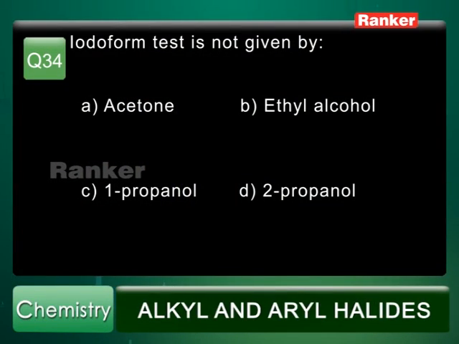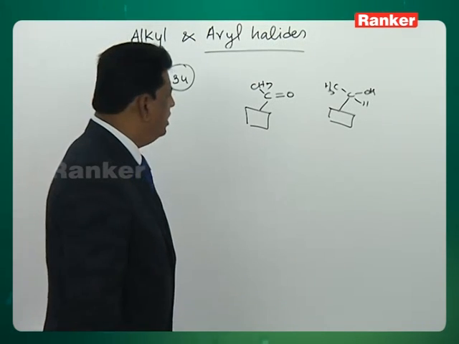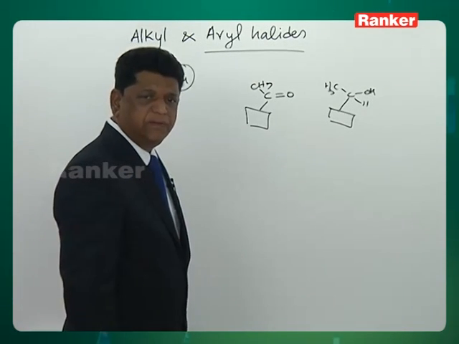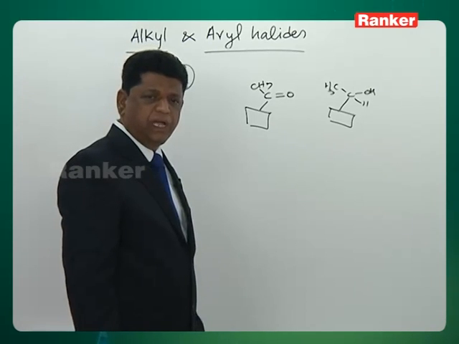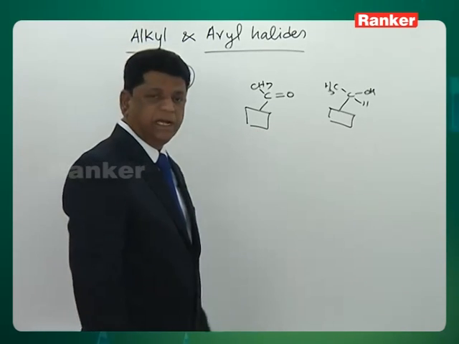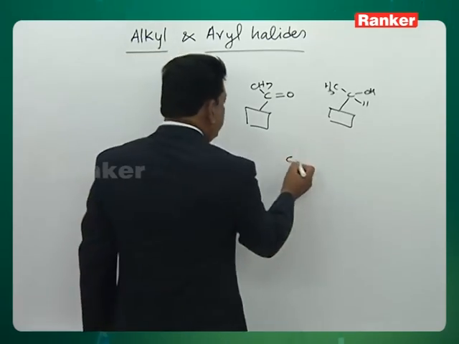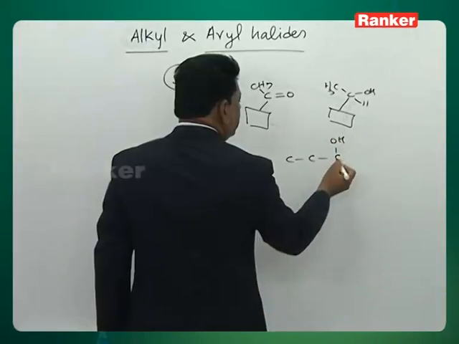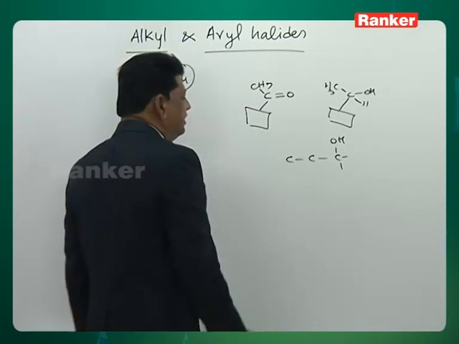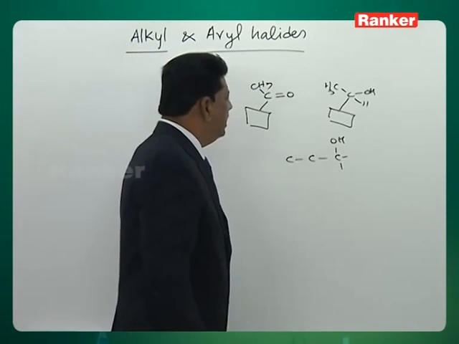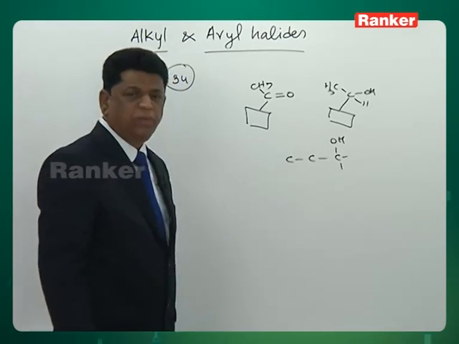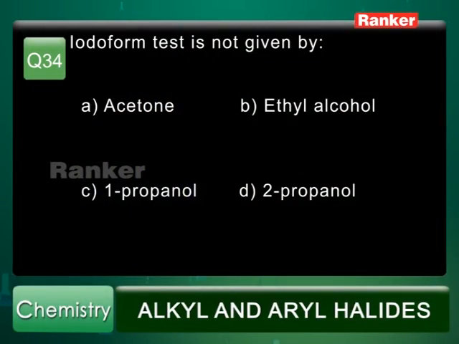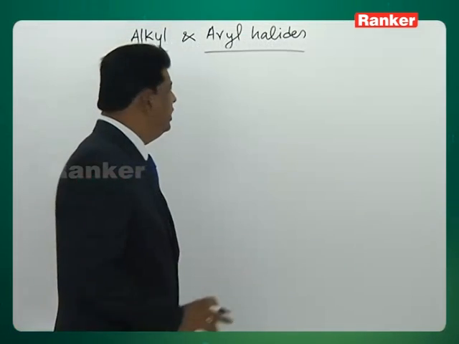Search for the options. Option A is acetone, option B is ethyl alcohol, option C is 1-propanol, option D is 2-propanol, of which only 1-propanol will not give. It's a negative question, which is not given by. So acetone gives, ethyl alcohol, acetaldehyde, all will fulfill these conditions except 1-propanol. 1-propanol will have a 1-hydroxy, so it does not have this type of function. It is neither 2 degree nor fulfilling the condition. So 1-propanol will not give the test. So the answer C is the right answer. Go to the next question, 35.